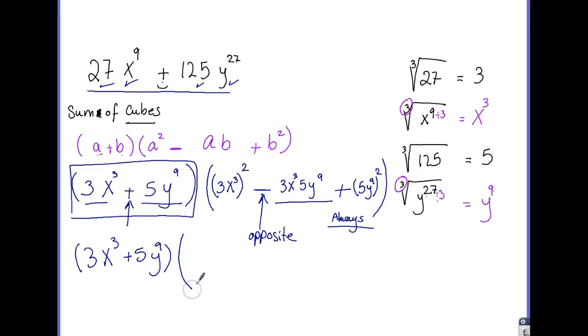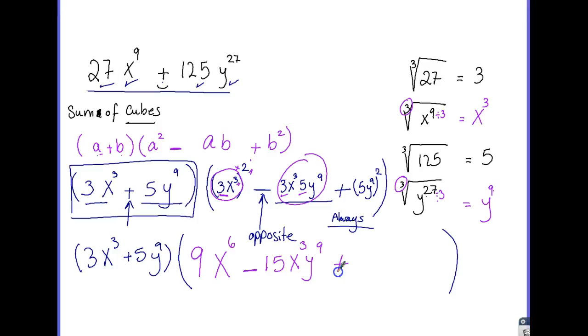Now, let's simplify the second parenthesis. You square everything inside that parenthesis. 3 squared is 9. x to the power 3, squared: you multiply the powers, which gives you x to the 6th. Keep your minus sign as is. Multiply everything here, so 3 times 5 is 15, and then x cubed y to the 9th. Keep your plus sign. Now let's square everything in here. 5 squared is 25. y to the 9th squared, you multiply the powers, is y to the 18th.